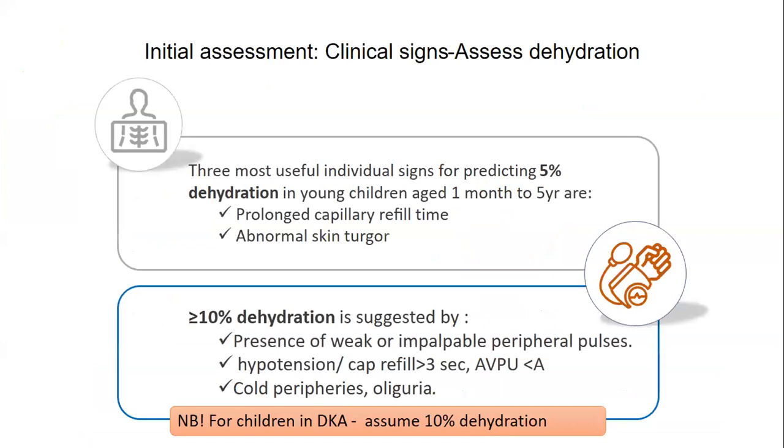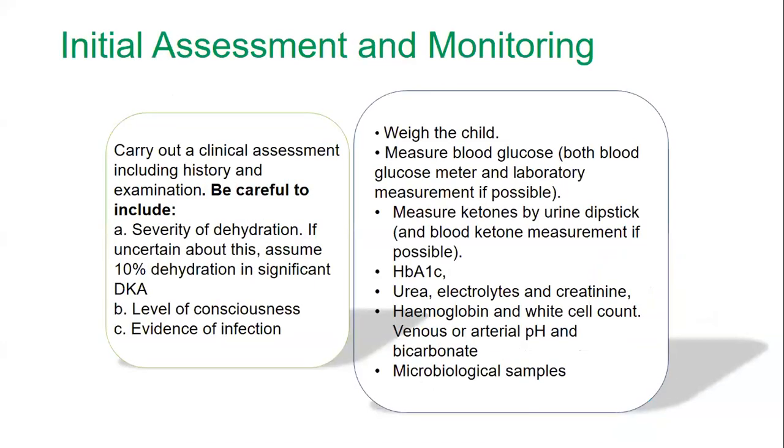So we assess the same way as we assess the other children. So shock symptoms are the same. Severe dehydration, some dehydration, no dehydration. But in children with severe DKA, we assume 10% dehydration. Those with moderate DKA, we assume 7% dehydration, and those with mild DKA, 5% dehydration.